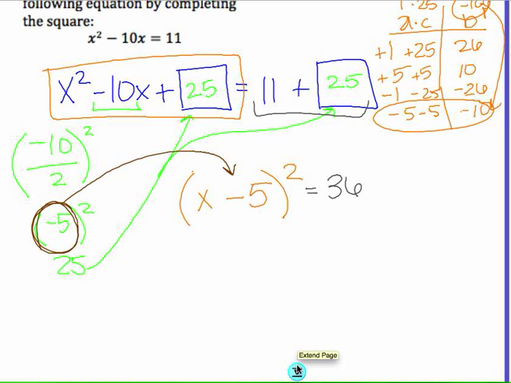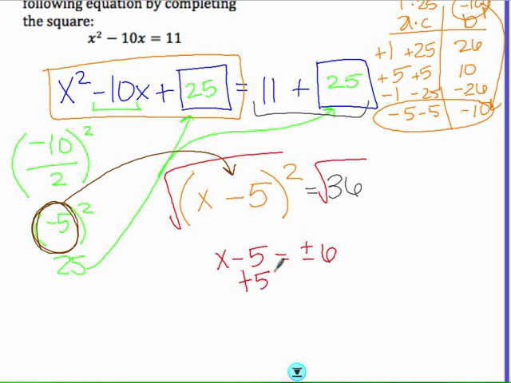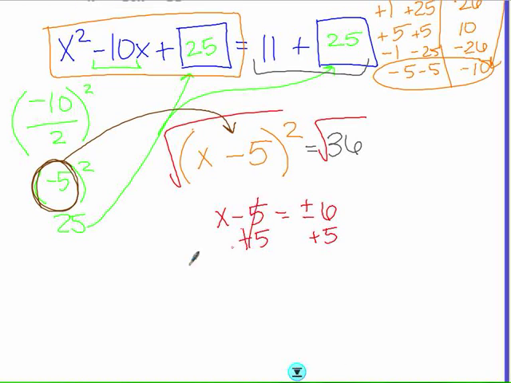If we go down a little bit, I want the x by itself, so I'm going to take a square root of both sides. Taking a square root of both sides will cancel out this square, so I'm left with x minus 5 equals plus or minus 6. In this case, add 5 to both sides so that I can get that x by itself. So really I would end up with x is equal to 5 plus or minus 6.